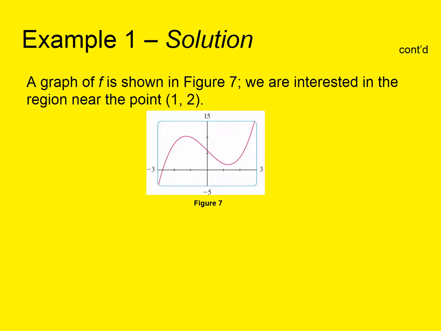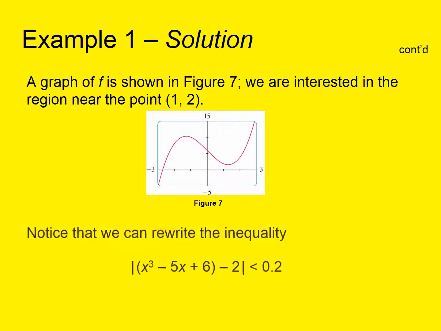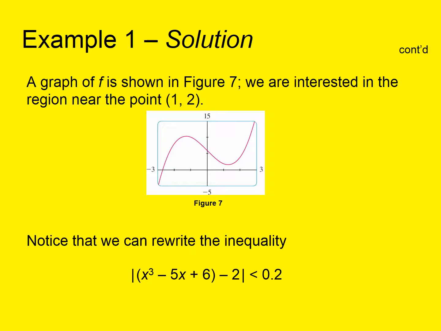So here's a graph of f. It's cubic, it looks cubic. We're interested in the region near the point (1, 2). And so this inequality, absolute value of f of x minus L less than epsilon, which is 0.2, we can write it this way. Let's put the negative 0.2 out here and add 2 to all three sides, and that would be the same thing as the absolute value statement.